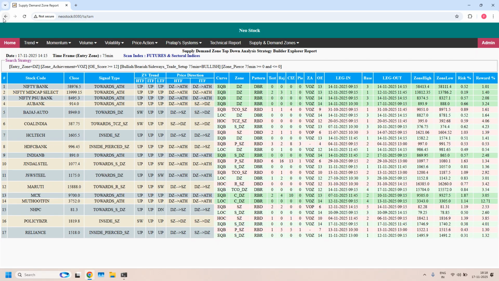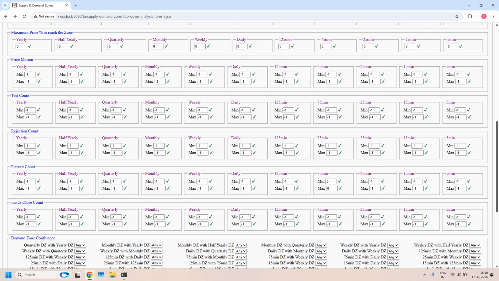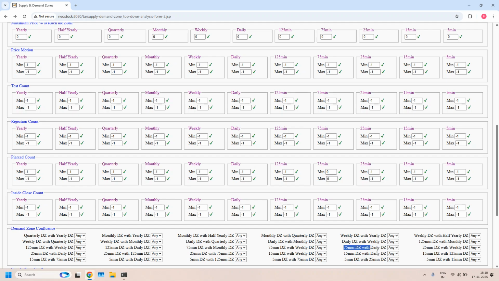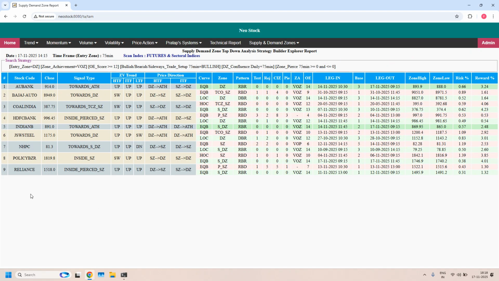So first strategy, first step, LTF and ITF demand zone confluence, that is 75 minutes and daily demand zone confluence. By enabling the filter, and applying on the 17 stocks, we got 9 stocks. In all the 9 stocks, all these 75 minutes demand zones are overlapped with daily demand zone, because the 75 minutes demand zone is part of the daily demand zone.